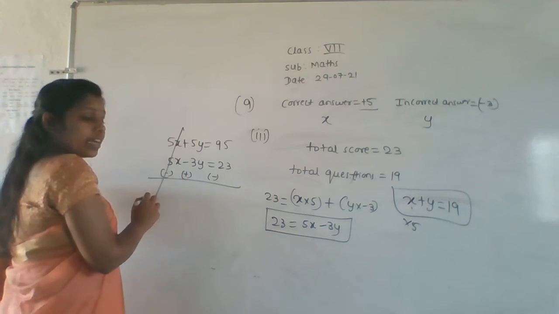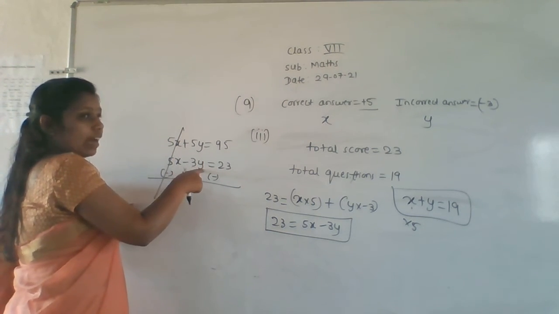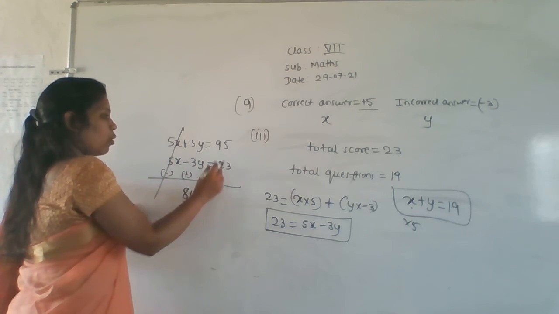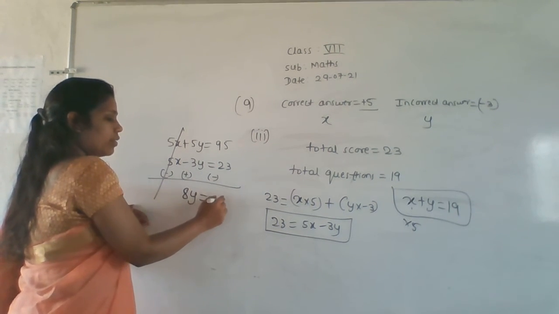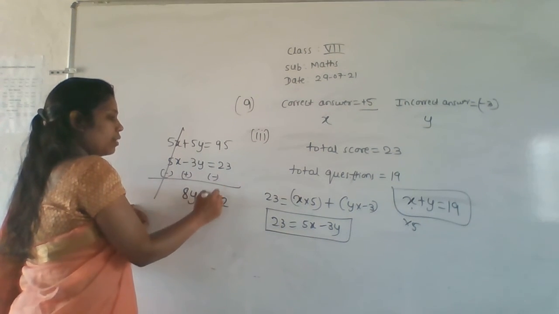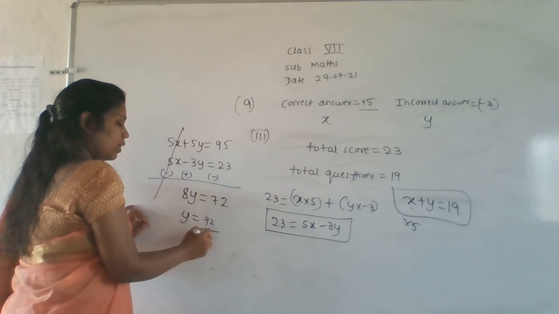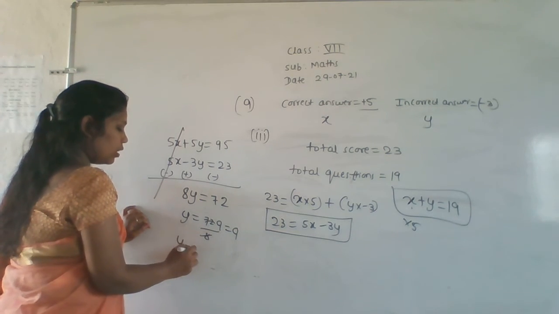So now 5x minus 5x gets cancelled. 5y plus 3y is 8y. That is equal to 95 minus 23. 95 minus 23: 5 minus 3 is 2, 9 minus 2 is 7, so 72. What is the value of y here? That will be 9. So y is equal to 9.